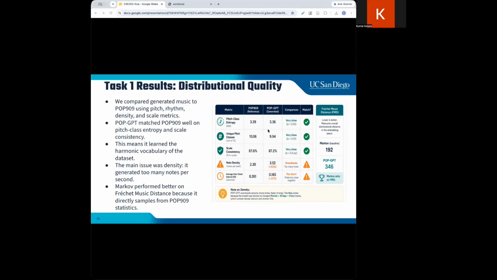The weakness is density. Pop GPT generates about 50% more notes per second than Pop 909, with shorter gaps between them. This is because we trained on the merged melody plus bridge plus piano stream, which is naturally denser than a single melody line. Marco beats us on Fréchet music distance, FMD 192 versus 346, because it samples directly from Pop 909's pitch and duration marginals. So its embedding is hard to beat. That's an honest limitation of our model, not the metric.